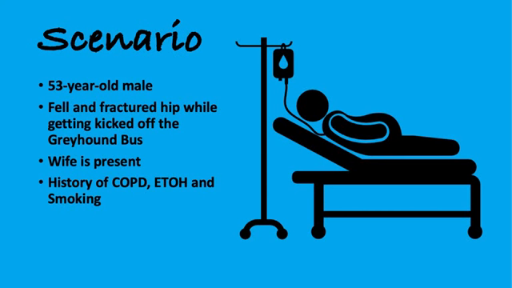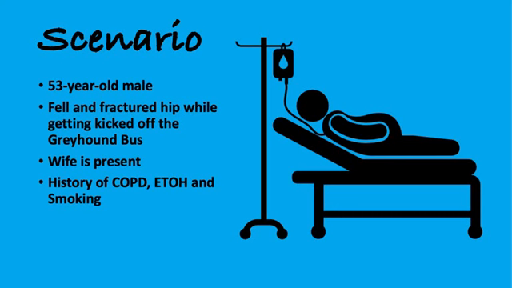The scenario we used was actually a 53-year-old male who fell and fractured their hip while getting off the Greyhound bus. They were getting kicked off because they were starting to go through alcohol withdrawal. They had actually gotten married in Vegas and got on the bus in Vegas and were traveling to get to their family. So the wife was present in the room as well as their trash bag of belongings, which had interesting things in it. The patient had a history of COPD, alcohol use, and smoking.